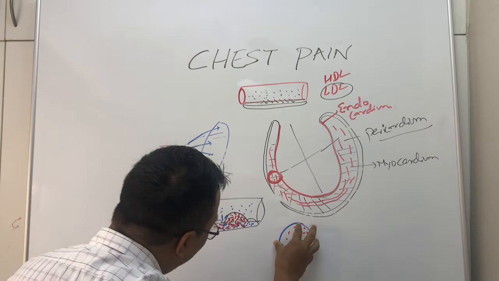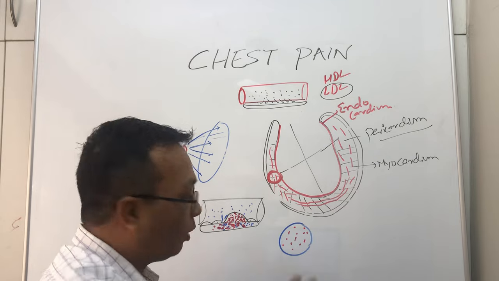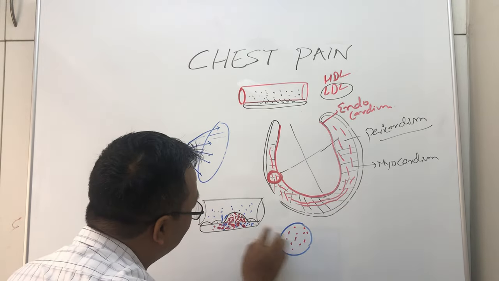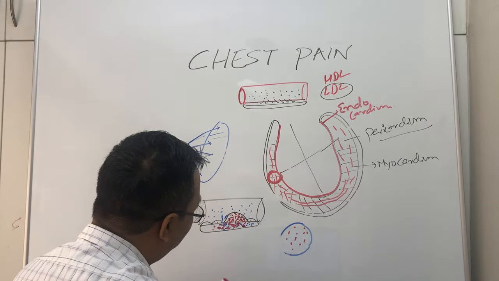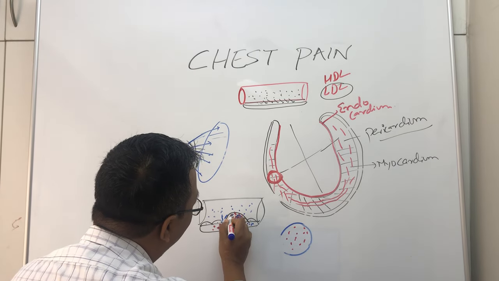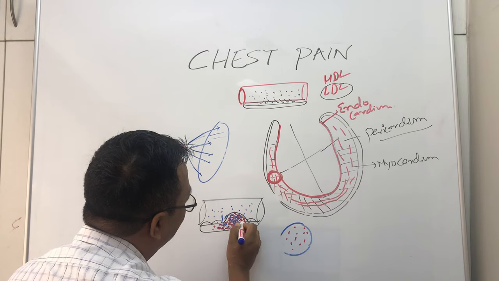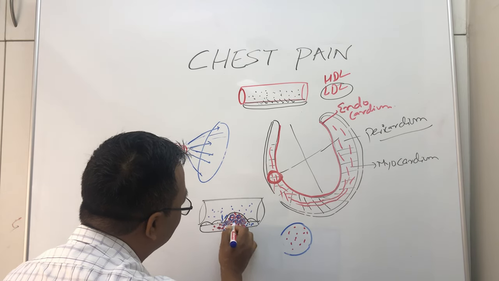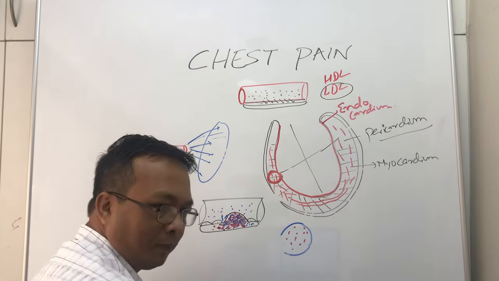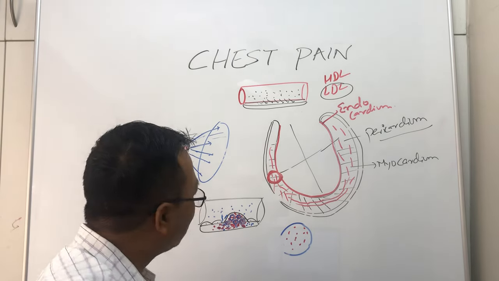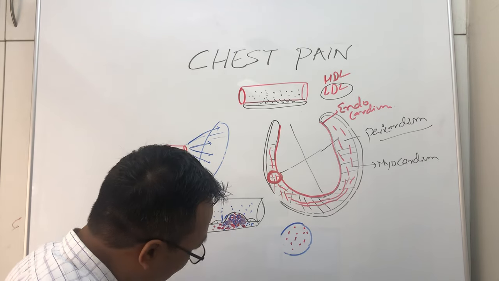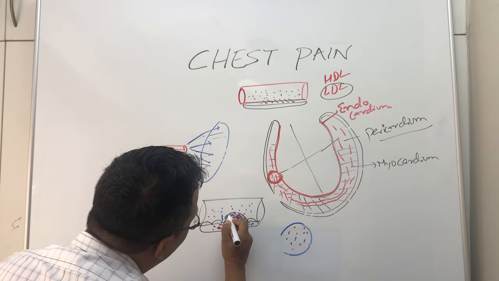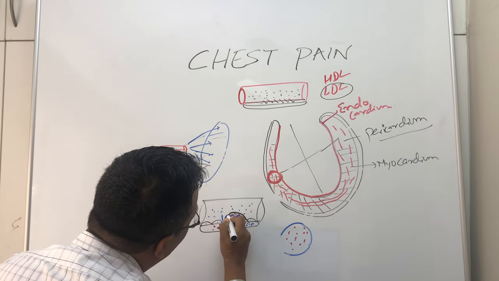Now these macrophages with LDL will also die after some time. When they die, they will also liberate this. So there will be some macrophage here, some LDL here, some dead macrophage, some dead LDL, some dead cells. Overall, it's a rubbish thing. In a nutshell, it's a rubbish thing. These rubbish things are collecting here, and as a result, this is going like this.